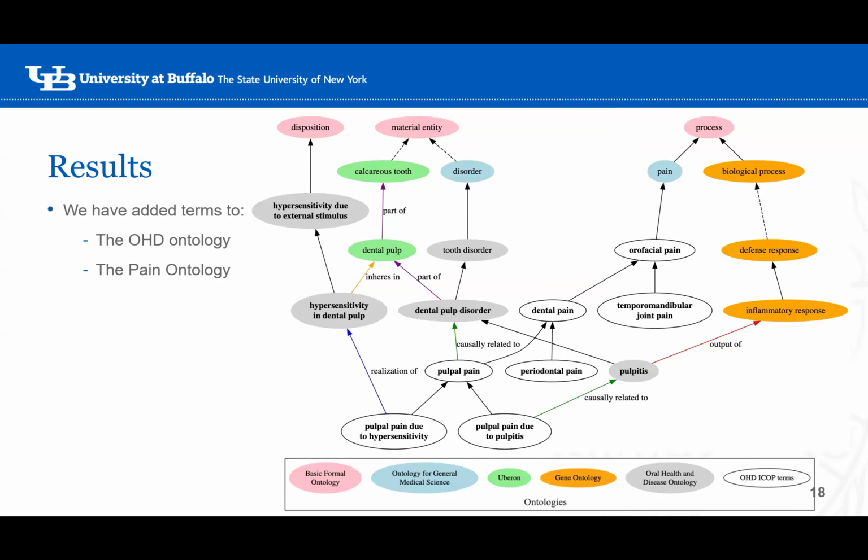So as a result, we have added all of the ICOP terms to the OHD and a few terms here and there to the pain ontology. And this is just another graphical look at some terms. There are about 4 different OHD ICOP terms: pulpal pain due to hypersensitivity, pulpal pain due to pulpitis, temporomandibular joint pain, and periodontal pain. And you can see how they all work together and work within the OHD.